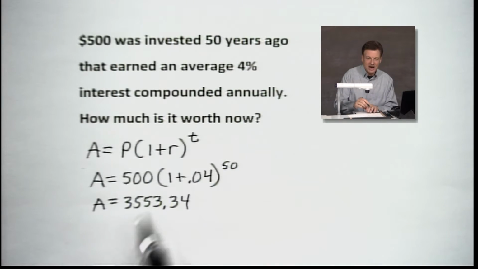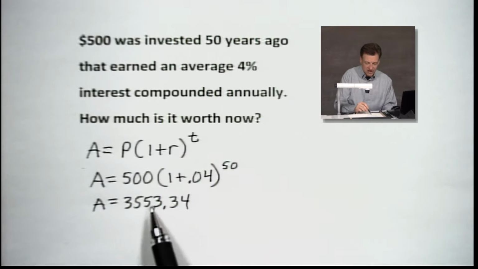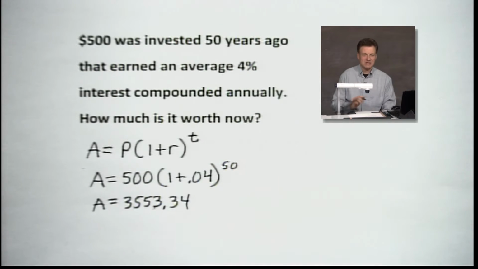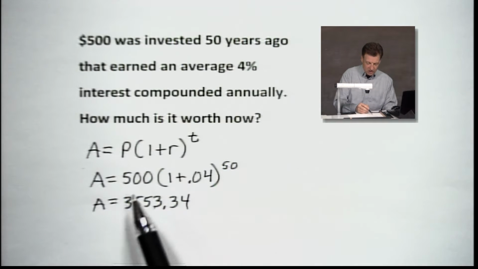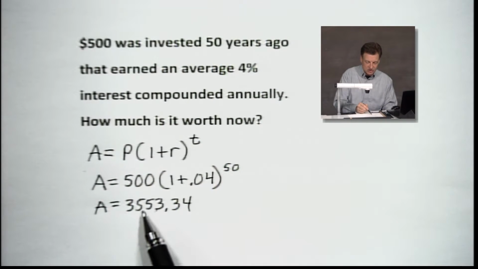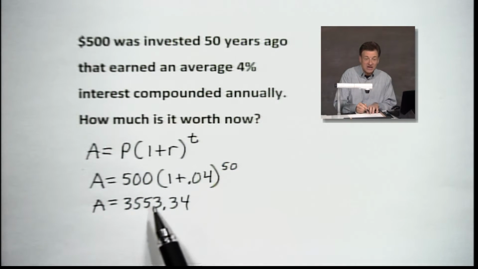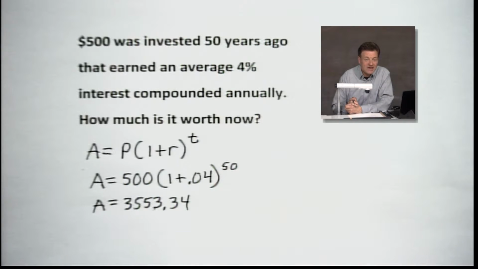Whoa! Compared to 500. Folks, that's 7 times the investment. That's 7-fold, all right? You say, wow, Ernie, what did we add to it? Well, we added 3,000 extra, all right? So you earned interest of 3,000 with a little bit extra. It looks like about $53.34. That's pretty powerful stuff.